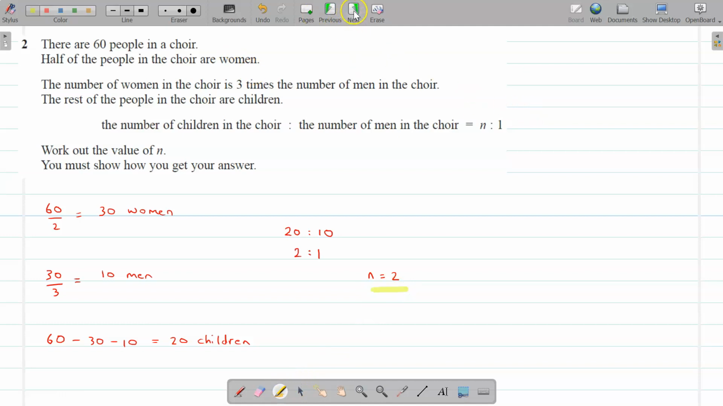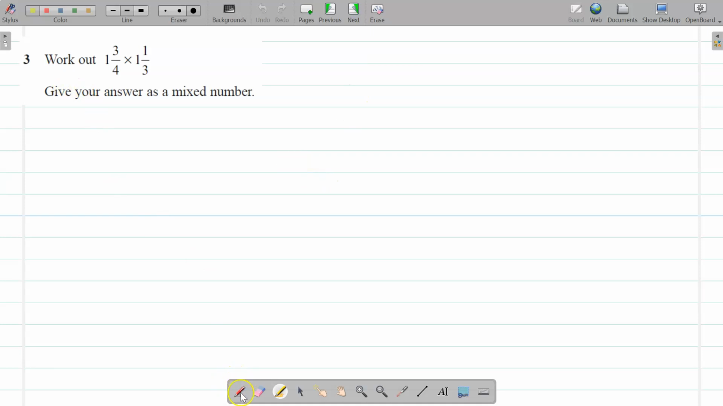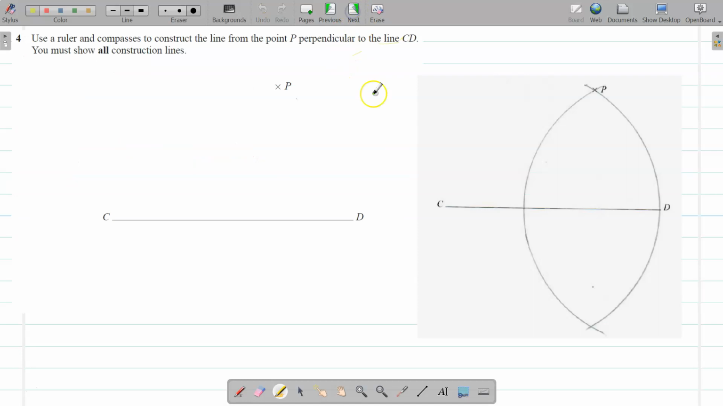Next question. A fraction multiplication. 1 3/4 is the same as 7/4. Okay, 4 times 1 is 4, plus 3 is 7. 7/4 times 4/3. Cancel out the 4's. They both divide by 4 to give us 1 and 1. The answer is 7/3, which is 2 whole ones and 1/3. Okay, simple question there. Next.